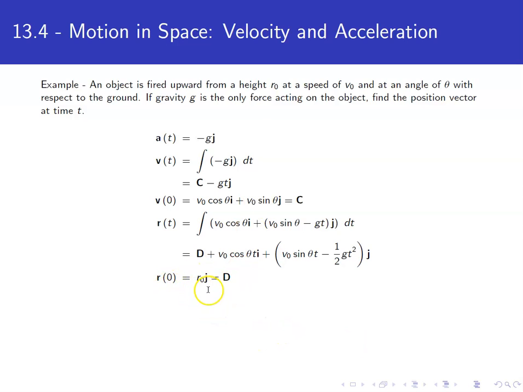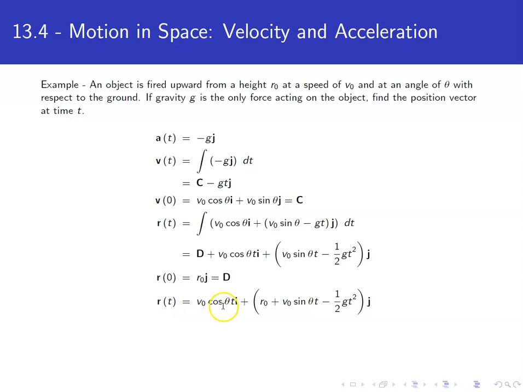So the r naught vector is just r naught j, which will be our arbitrary constant again in this case. So now we have what our position looks like as far as a position function. We've got v naught cosine theta times i. There is nothing acting in the x direction, so the position at time t in the x direction is just rate times time. Distance equals rate times time, the formula that you learned a long time ago.